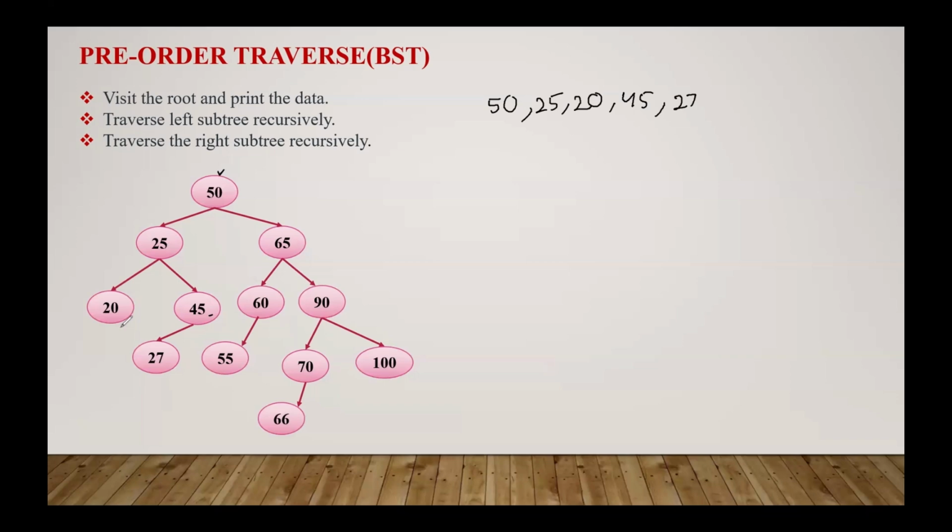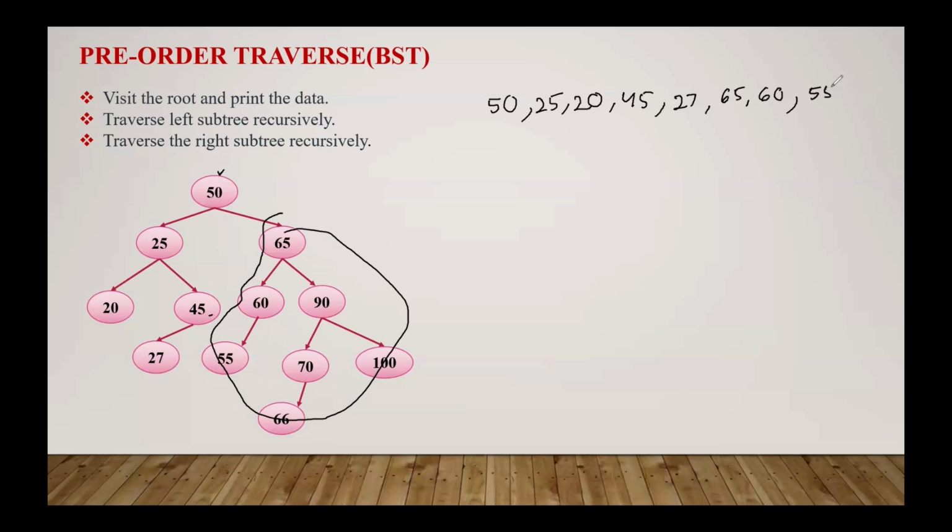Now, once this subtree is over, then we have to move to this subtree. So for this subtree, what do we have to do? 65 is the root node. So we write down 65. Then we have to go to the left. Whenever we go to the left, 60 is the root. So we first write down 60. Then it will move to 55.